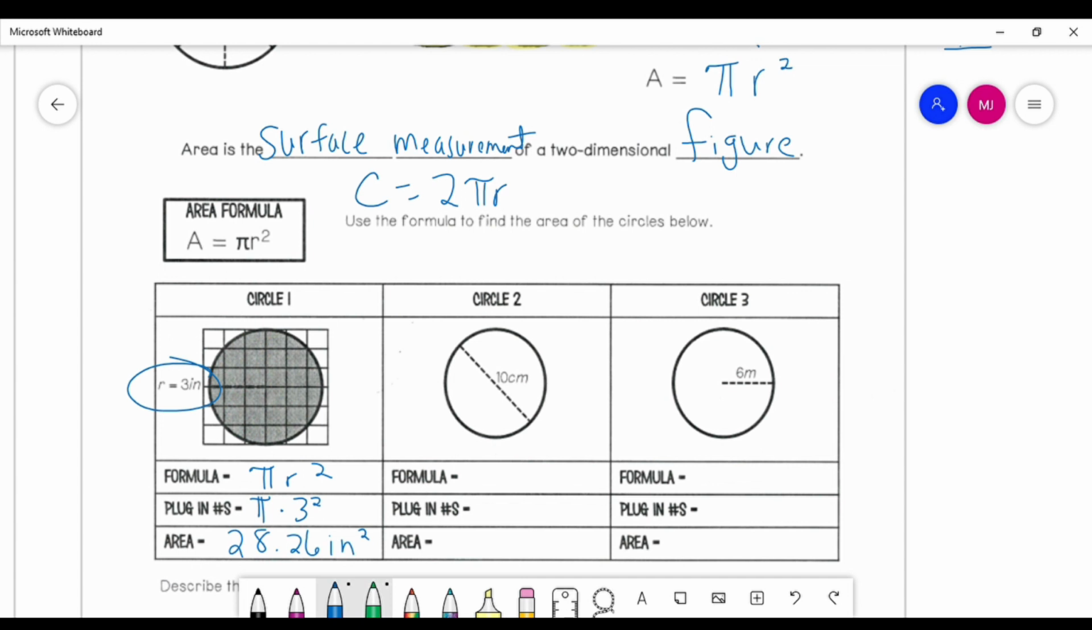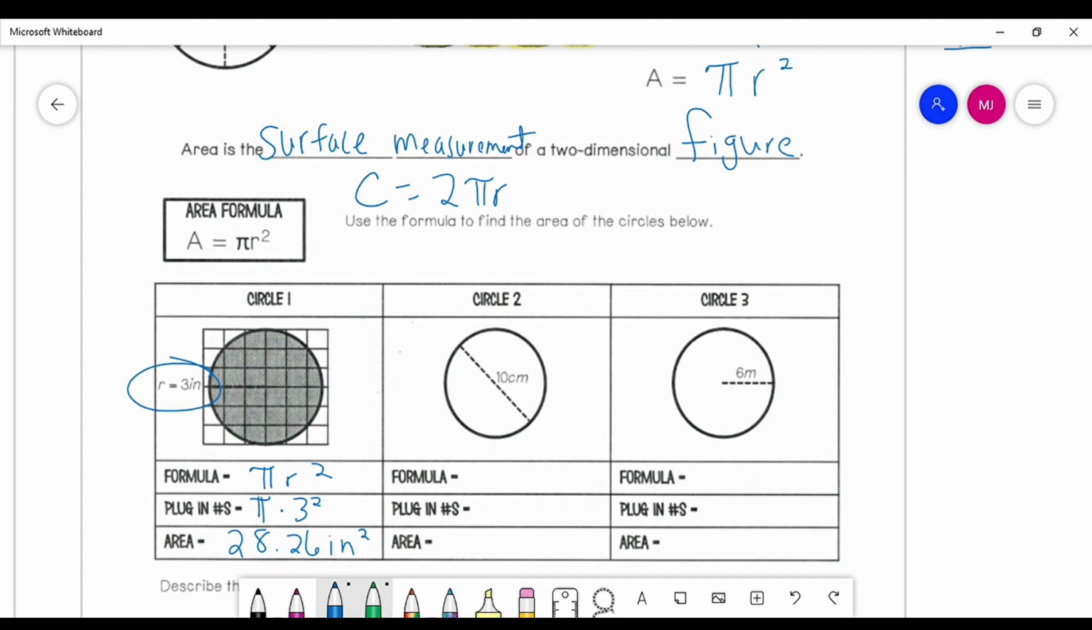Anybody need me to help with the calculator? Okay, so something I want to mention, it should be inches squared because we're looking at squares of inches. So literally a 1 inch by 1 inch square. How many of those could we fit into this particular circle? 28.26. So 28 whole squares and a portion of another one. That's how many we could fit into that shape.